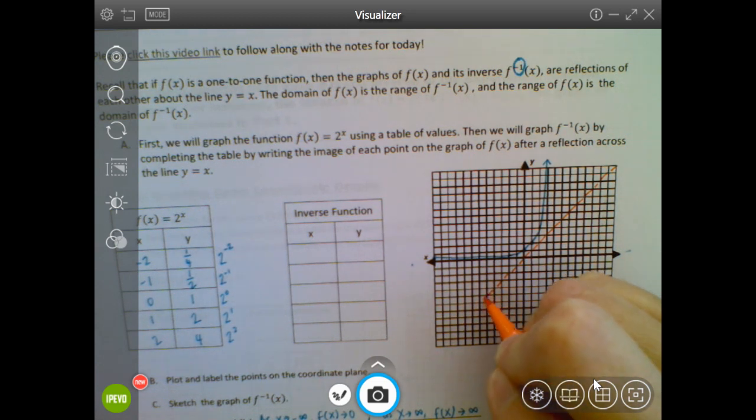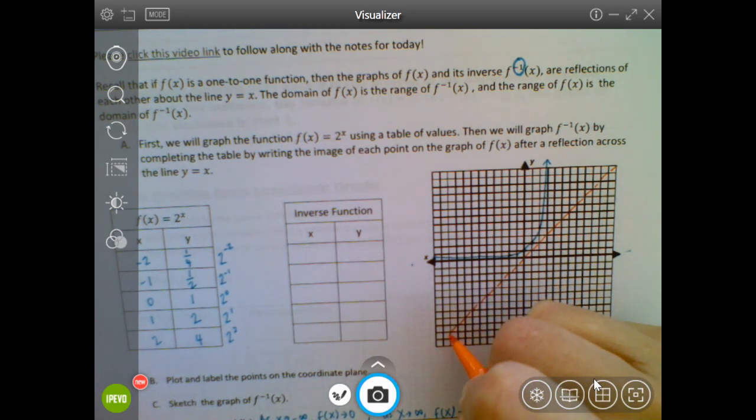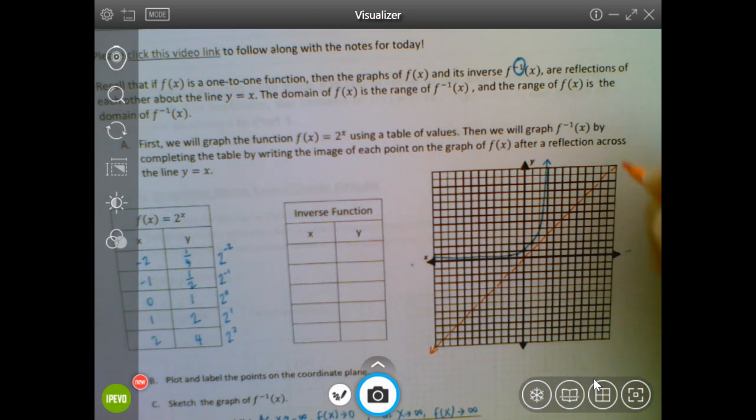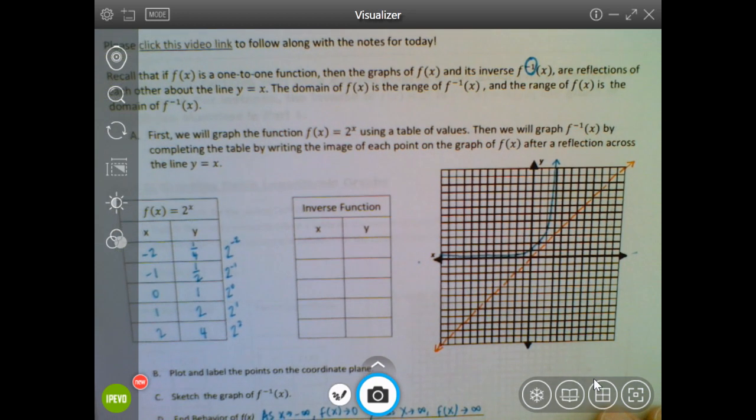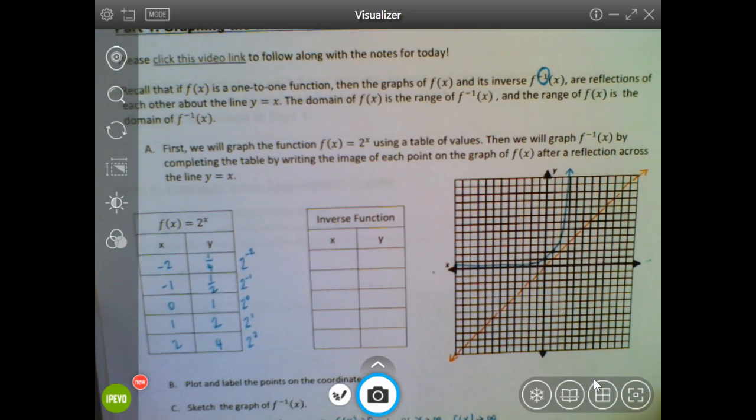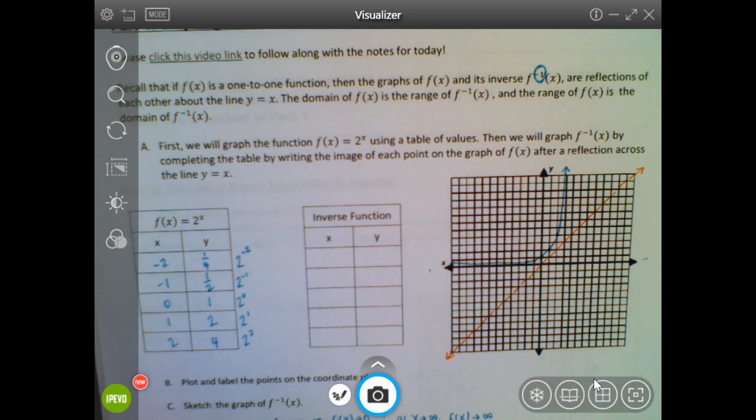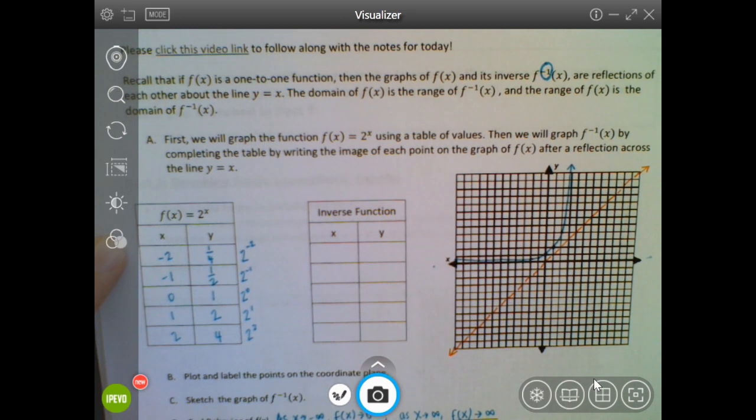I know this is a little bit messy, but there's my line y equals x. In order to get the reflection over that line y equals x, remember that in our table of values, we just basically flip-flopped our x's and our y's. So from this table that I have over here with this exponential function, to get the inverse function, I'm just going to take these x's and these y's and switch them.